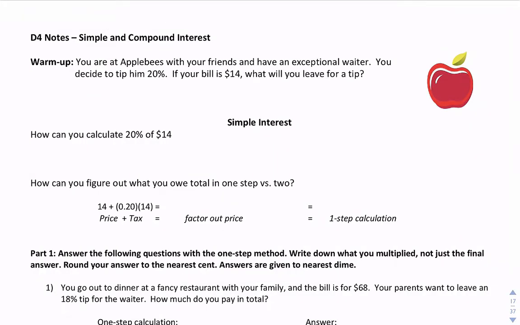Day 4, we're going to look at simple and compound interest. Warm up. You're at Applebee's with your friends and have an exceptional waiter. You decide to tip him 20%. If your bill is $14, what will you leave for a tip?